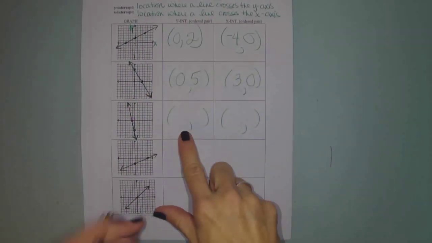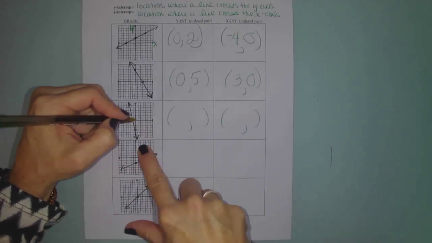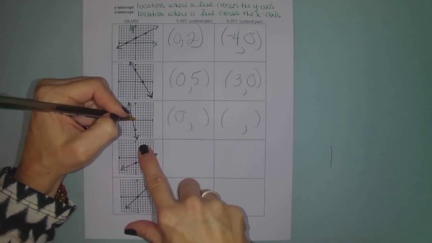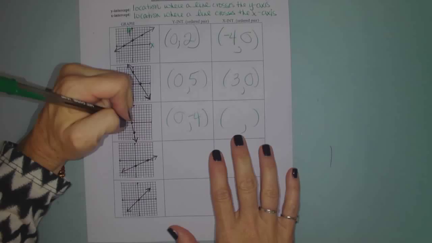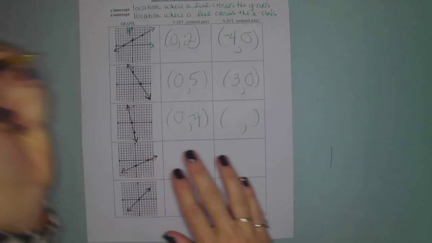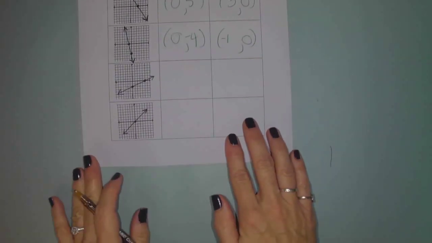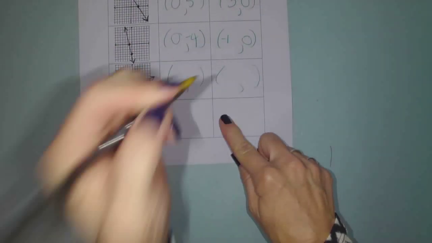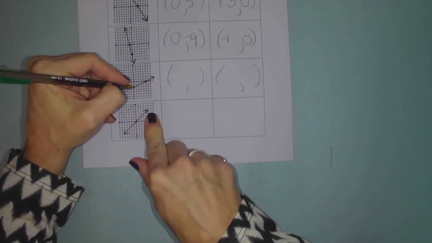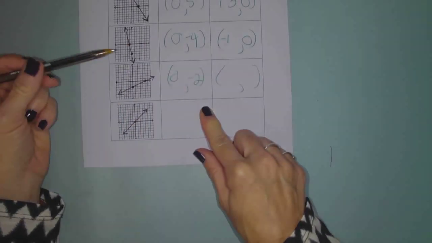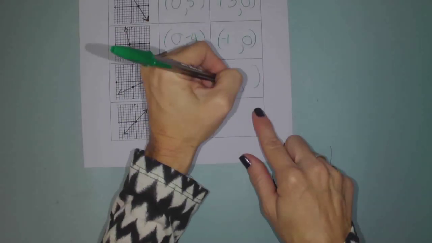Y-intercept, down here. My X is 0, because I don't want to leave the center, but my Y is 1, 2, 3, 4, so 0, -4. X-intercept right here, I just go left 1, and I stay put, so -1, 0. Check out the next one. Y-intercept, going down 2, so 0, -2. X-intercept, over here to the right, 1, 2, 3, 4, 5, so 5, 0.